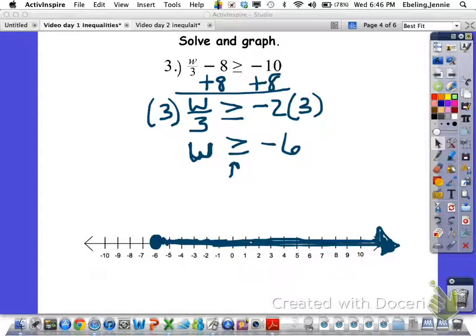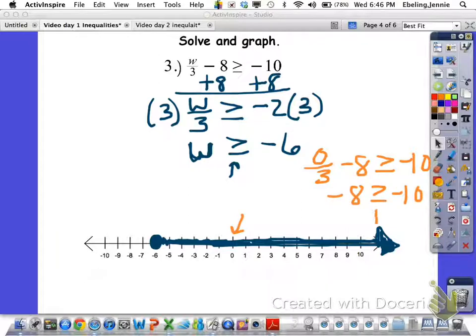Now we can always check this by picking some point on the shaded region. I want to pick 0. 0 is always a good point to test. And if I plug it in for my check work, I get 0 divided by 3 minus 8 is greater than or equal to negative 10. Well, 0 divided by 3 is 0. 0 minus 8 is a negative 8. Is negative 8 greater than negative 10? Yep, that's true, so I know I have the correct side of the line shaded.